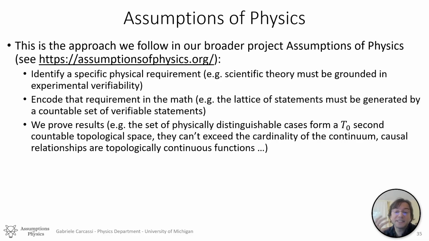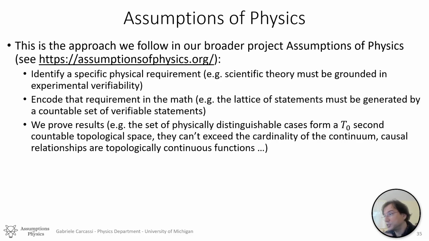We can see that the set of physically distinguishable cases forms a T0 second countable topological space, and you might not know what a second countable topological space is, but the point is that that's the fundamental structure on which we construct differential geometry. All of the structure that we have in physics is of that kind. So it shouldn't be a surprise that we found that, but we know that those structures are tied to experimental verification. We can also prove that the set of physically distinguishable cases cannot exceed the cardinality of the continuum. They can't be more than the points on a real line.